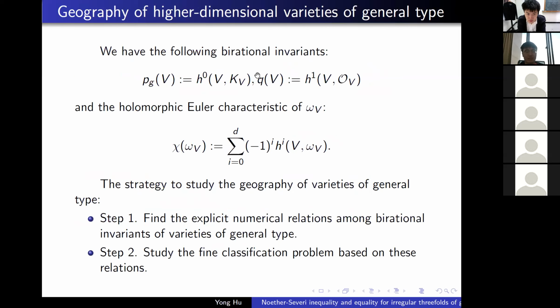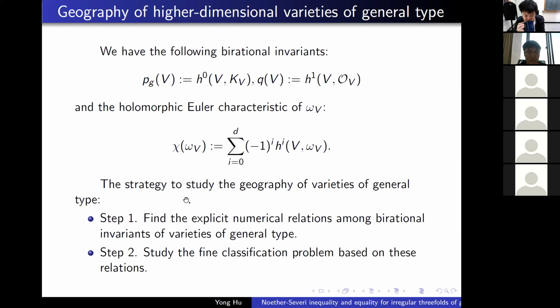And we have the following birational invariants. This one is called the geometric genus. This is defined by the dimension of global holomorphic forms. And q(V) is called the irregularity. This is h^1(V, O_V). Here O_V is the structure sheaf. And the holomorphic Euler characteristic of omega_V. This is defined by the following sum.